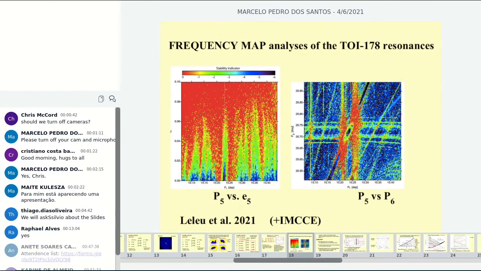Okay, these are two maps done with the frequency analysis of Laskar on the same system. They were discussed by Robutel, so I go ahead. Next.